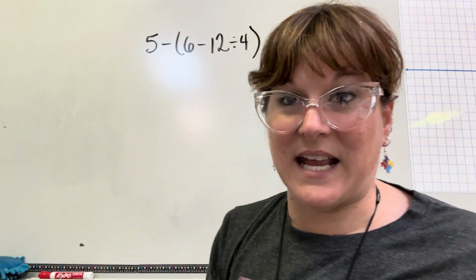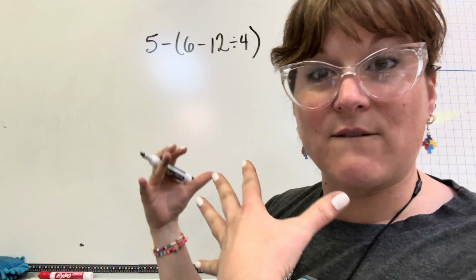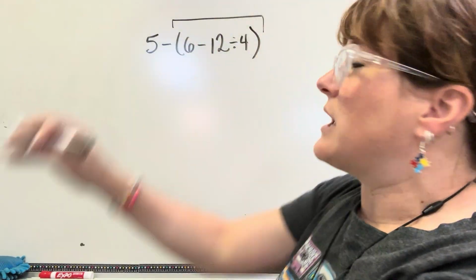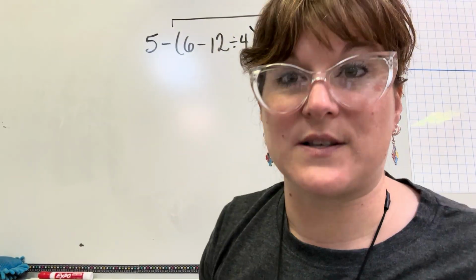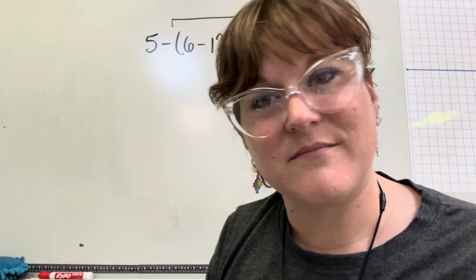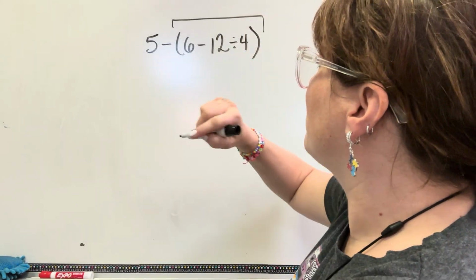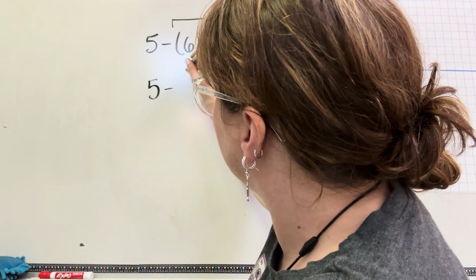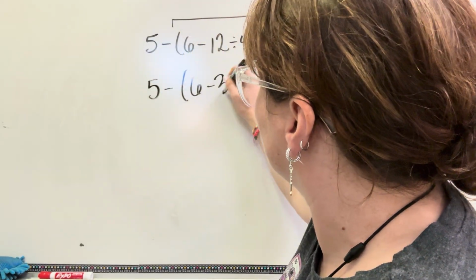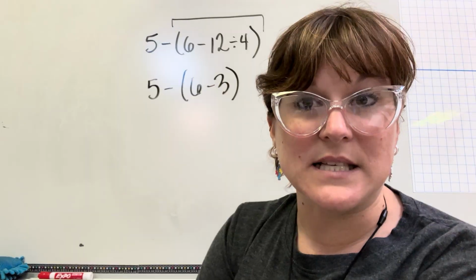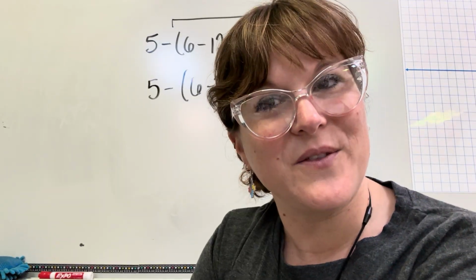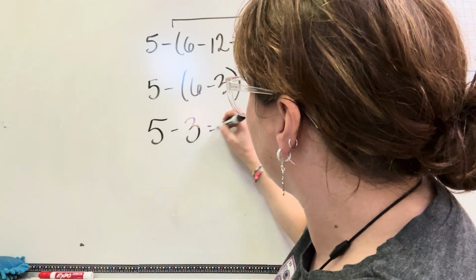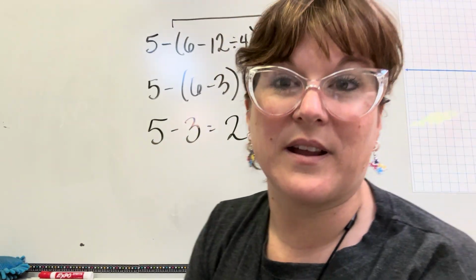In this case, we do the parentheses first. So I'm looking here. In the parentheses, what is first? The division. So 12 divided by 4 is 3. So we have 5 minus (6 minus 3). 6 minus 3 is 3. 5 minus 3 equals 2. And that would be your answer.